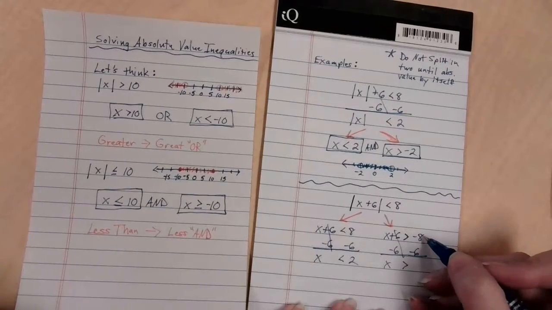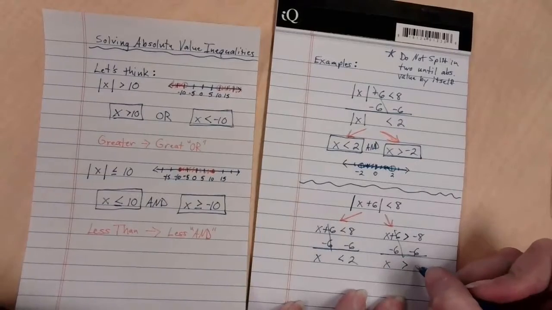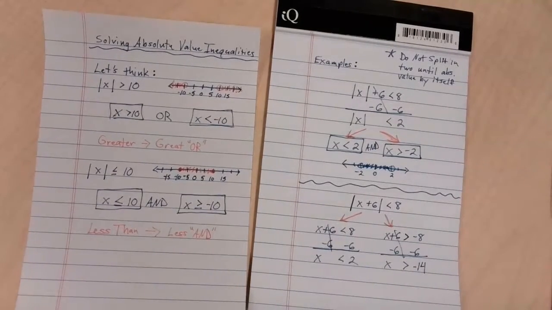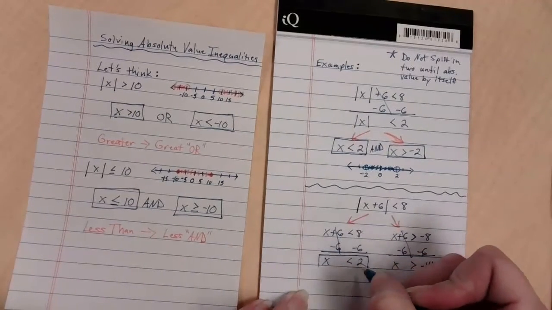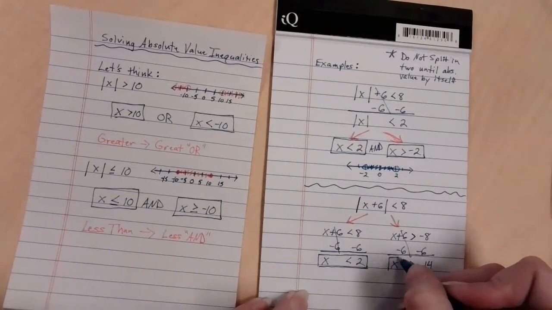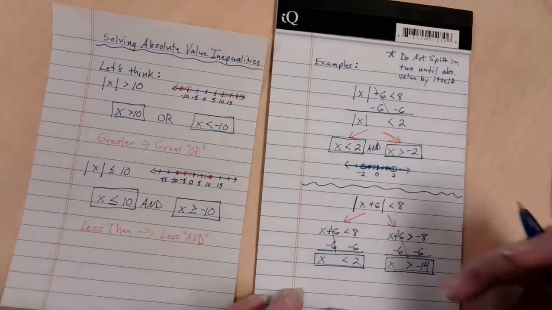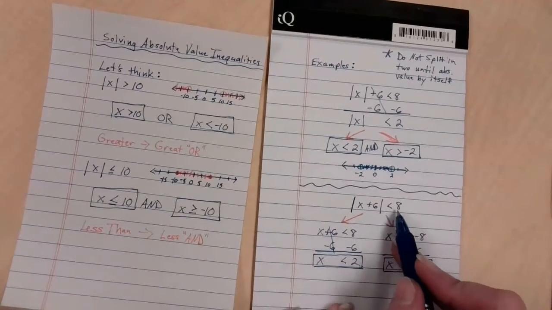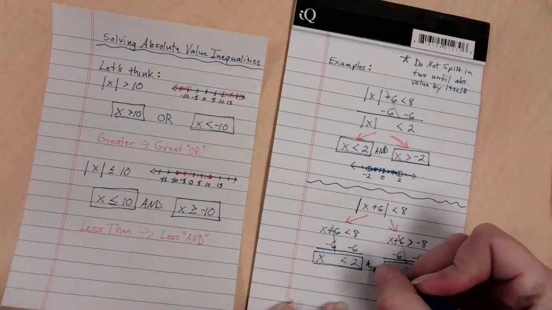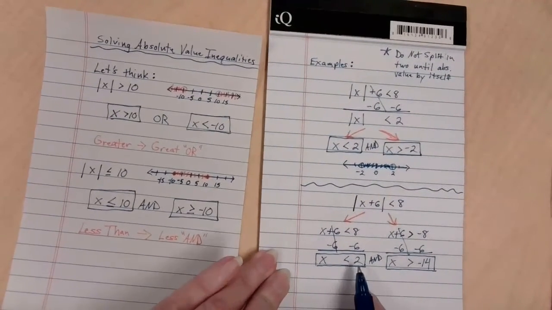Did you figure it out? What's negative 8 minus 6, not 16? It's negative 14. I did not get the same answer. That's because this problem is different from the last problem. Is it still an and? Yep, this is still an and statement. So I'm looking for numbers that are hopefully between 2 and negative 14. Smaller than 2, bigger than negative 14.